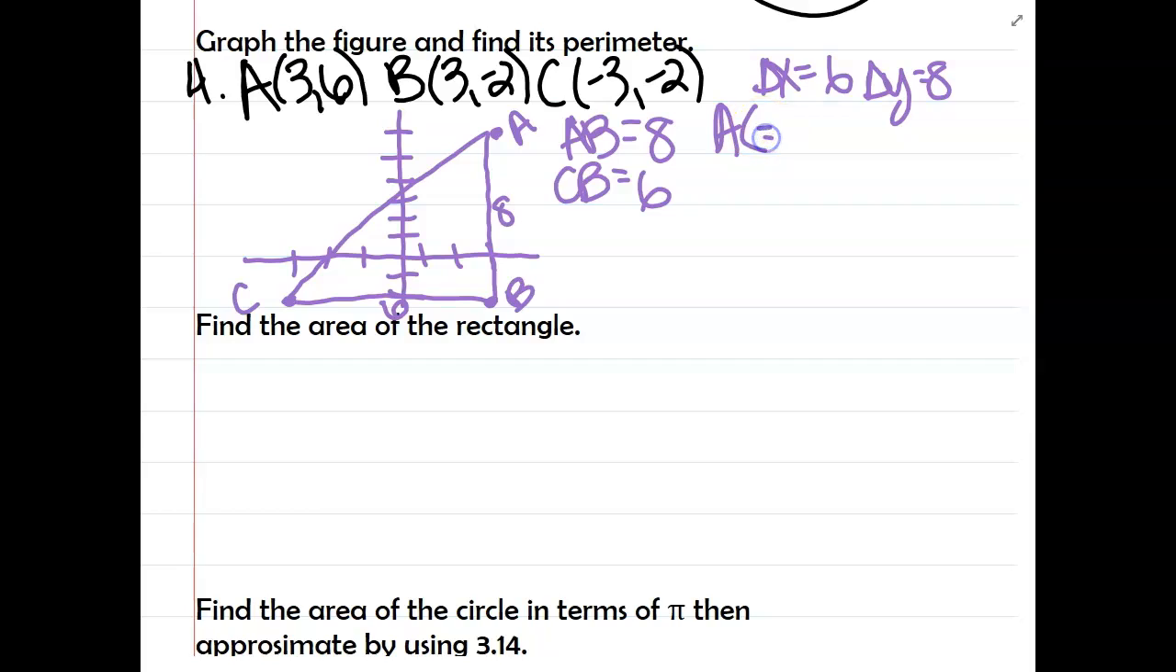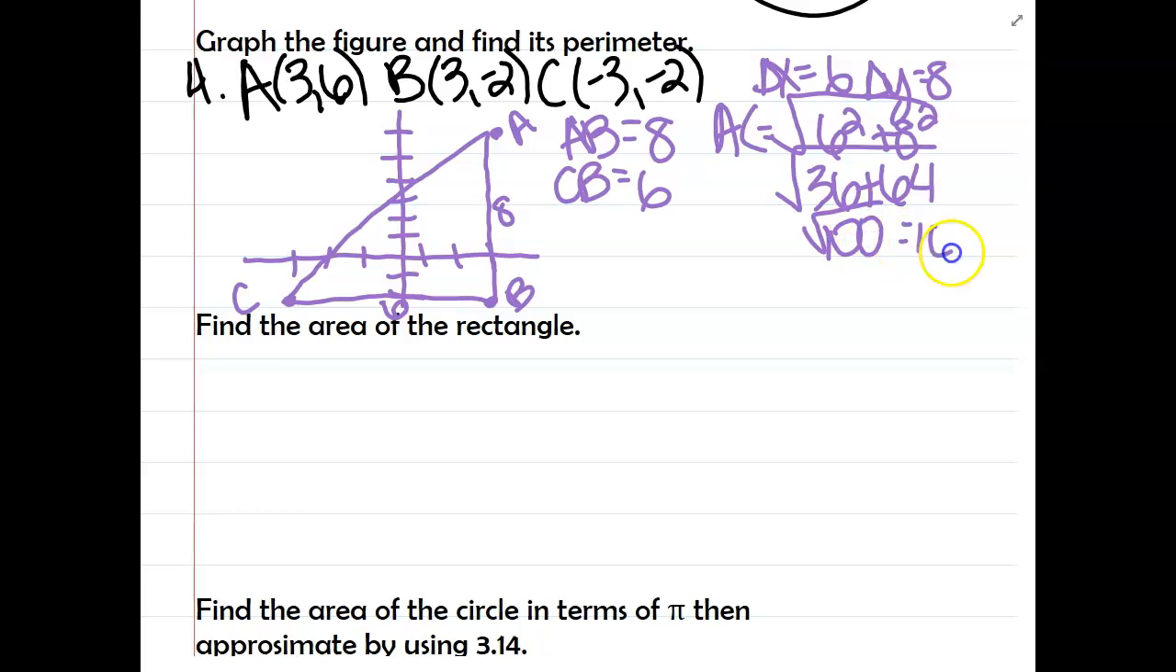So to find AC, we're going to take 6 squared plus 8 squared. And remember, that'll give you c squared. You don't want c squared, so that's why we take the square root. So we take 36 plus 64. Still need to take the square root of that, which would be the square root of 100, which would be 10. So AC equals 10.